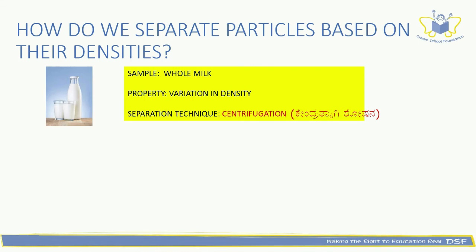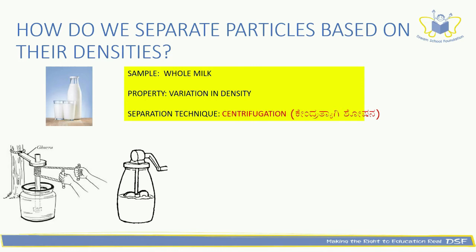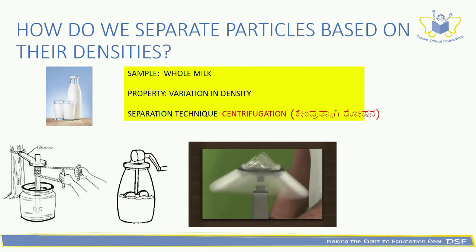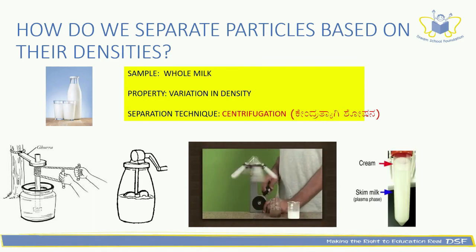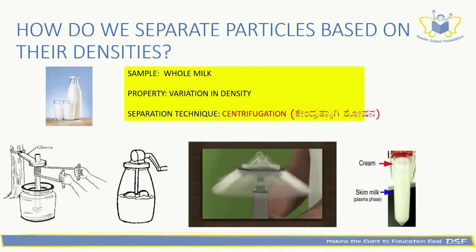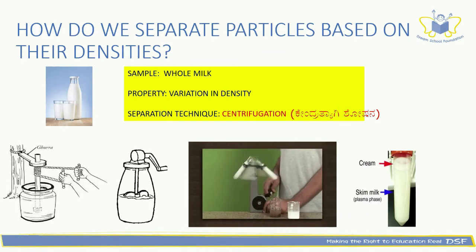filter paper. What do we do? You would have observed at home how they extract butter from buttermilk, right? Yes, by churning. What happens when a liquid is churned? The particles in the liquid separate based on their densities. The ones with lower density will come up, whereas the ones with higher density go down, and we can now separate them easily. This process is termed as centrifugation.